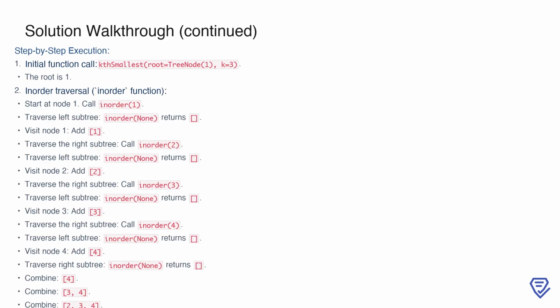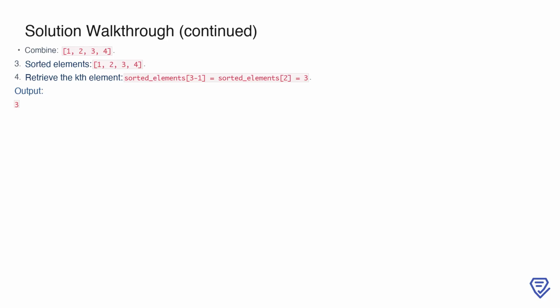Moving to the right subtree of node 2, we reach node 3. At node 3, we again traverse its left subtree, which is none, returning an empty list. We then visit node 3 and add its value. Continuing from node 3, we traverse its right subtree, which leads to node 4. At node 4, both the left and right subtrees are none, so we simply visit it and add its value, resulting in 4 from node 4. Combining the results from node 3's subtrees, we get 3, 4.